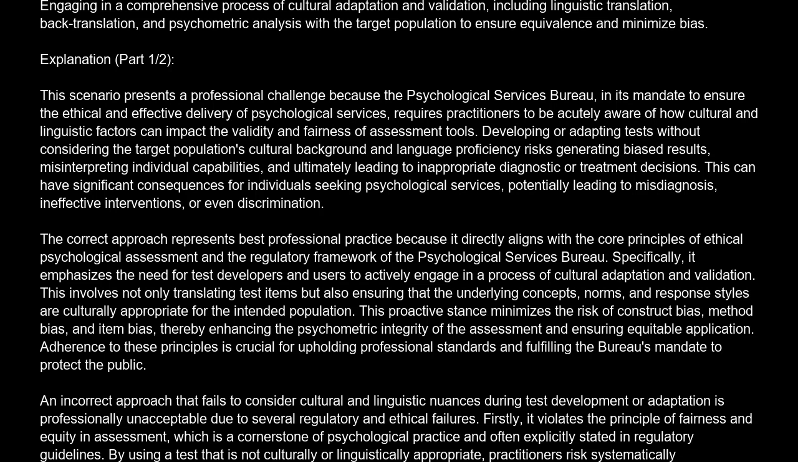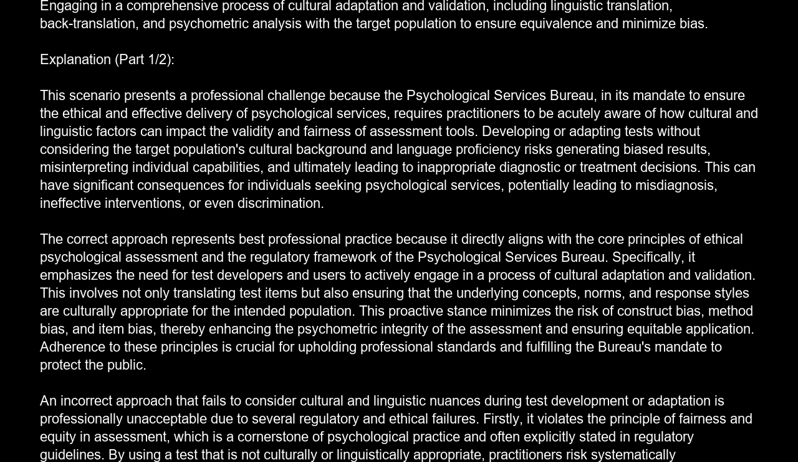The correct answer is B. Engaging in a comprehensive process of cultural adaptation and validation, including linguistic translation, back translation, and psychometric analysis with the target population to ensure equivalence and minimize bias.